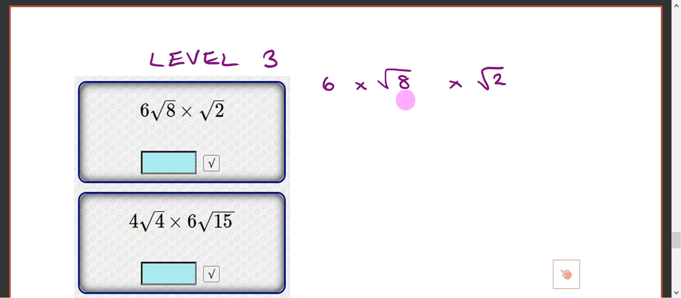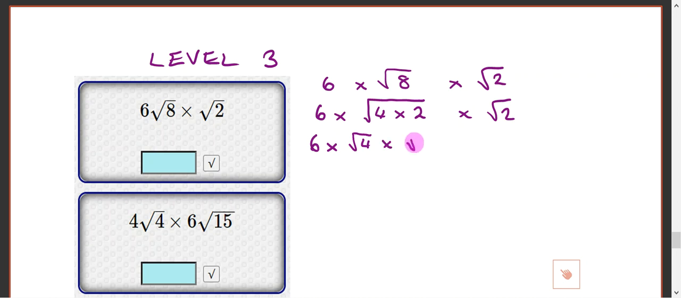Does root 8 have a rational part we can remove? Can I find a square number factor there? What is it? 4. Okay, so let's do 6 times the square root of 4 times the square root of 2 times, now some of you might go, I've spotted something already. What have you spotted? Gordon?